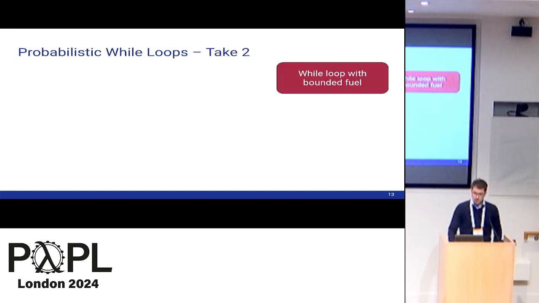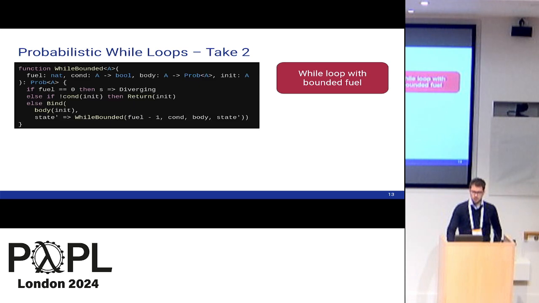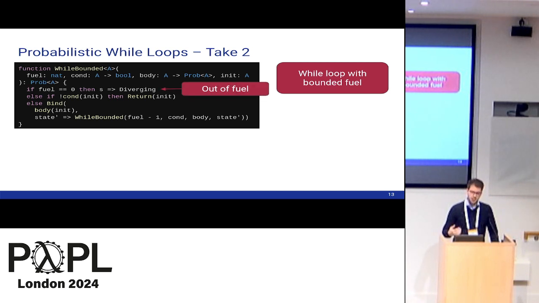All right, with this in place, we can actually define while loops properly. First, we define a while loop with a bounded amount of fuel, so where the number of iterations we can do is bounded. So it takes an additional argument, fuel, and we first check whether the fuel is 0. If it is out of fuel, in that case, we say it's diverging, we bail out. Otherwise, if the loop condition is violated, we stop the loop and return the initial state.